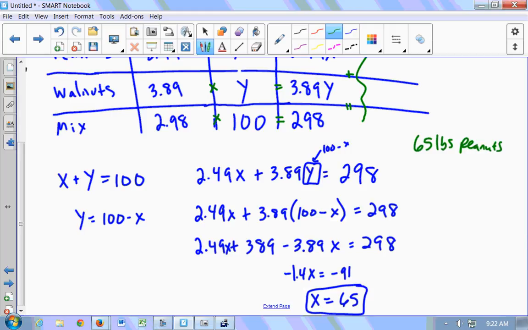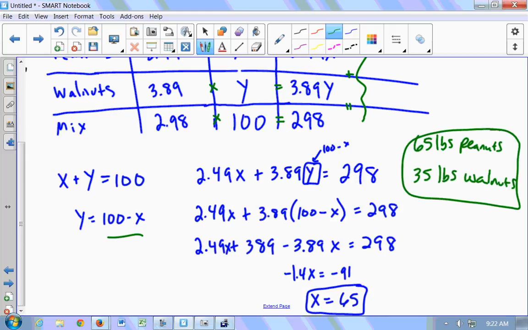And how many pounds of walnuts? 35, because I'm making a total of a 100-pound mixture. So be sure when you're doing word problems like this that you actually write the answer to the question. Don't circle that and be done, because that's not all that they asked you. So make sure you go back and reread the question and make sure you answered it.